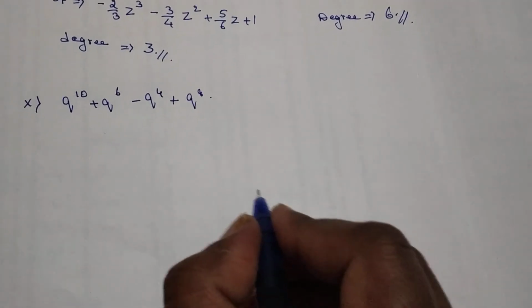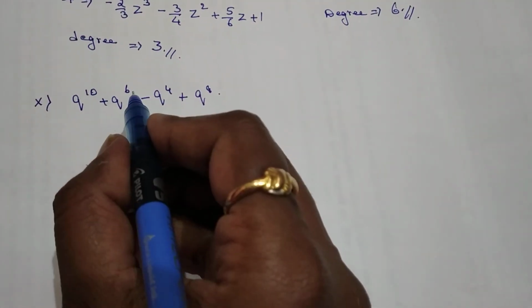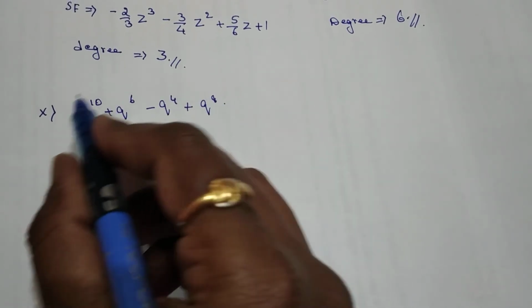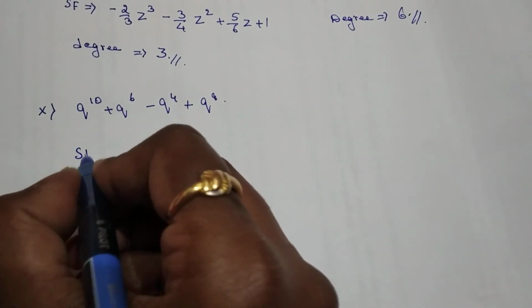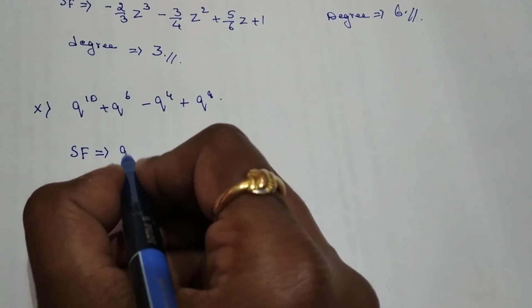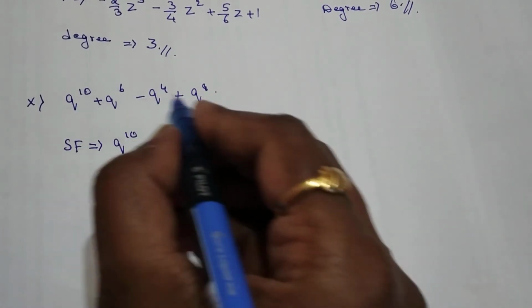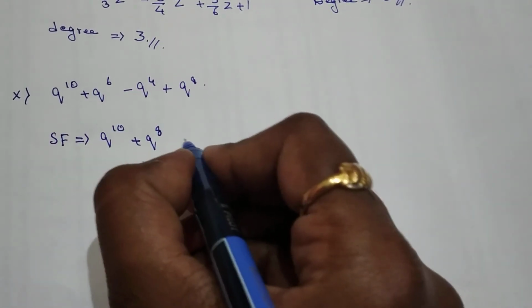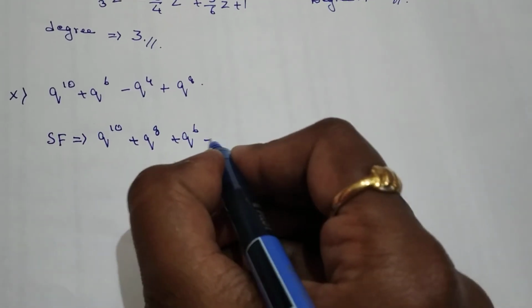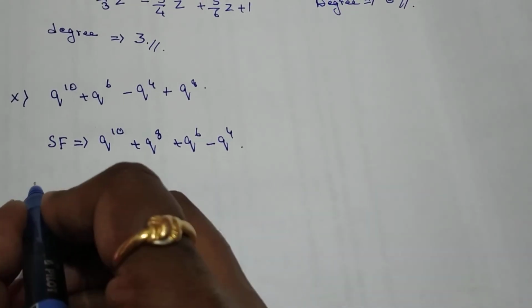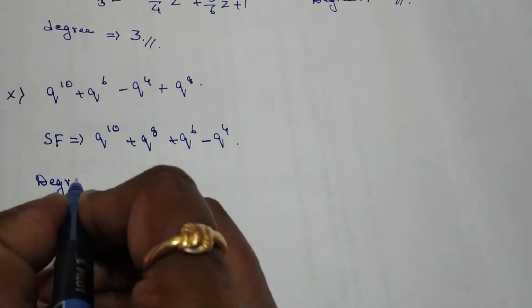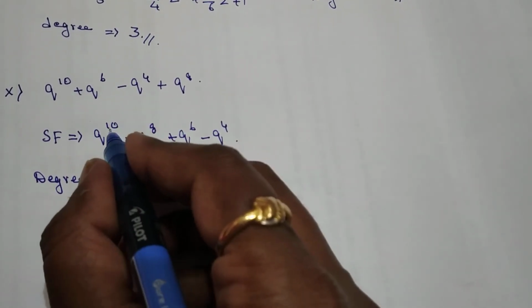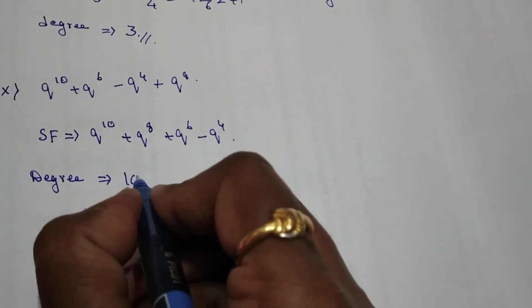So the tenth question: q¹⁰ + q⁶ − q⁴ + q⁸. It's already an expression. Let me write it in standard form. The highest power is 10 here, so q¹⁰. After 10, the next highest is 8, therefore plus q⁸. Next highest plus q⁶, minus the next highest q⁴. Then the degree: q¹⁰ is the highest term, the highest power is 10. Therefore the degree is 10, children.